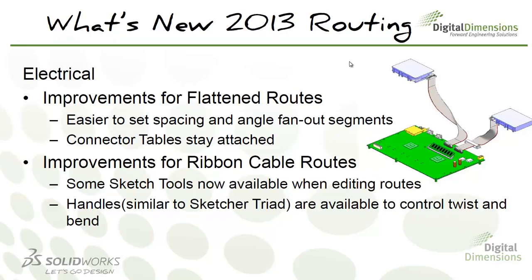I'll start with improvements on flattened routes, in this case for annotation routes and for manufacturing nail board or form board routes. You can now show the spacing of, or change the angles of, fanned out segments. So when you have multiple wires coming from one location or one junction, you can space them out and change the angle.